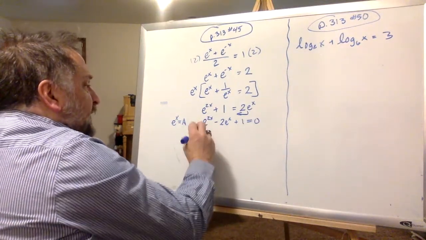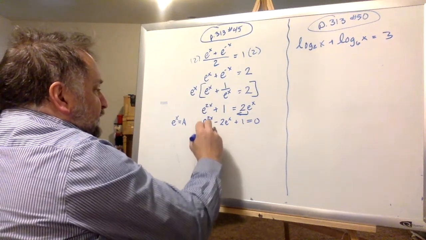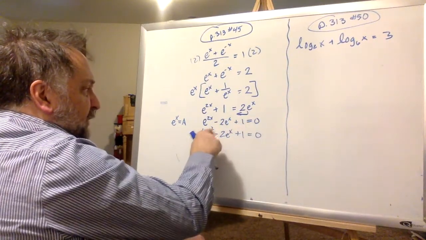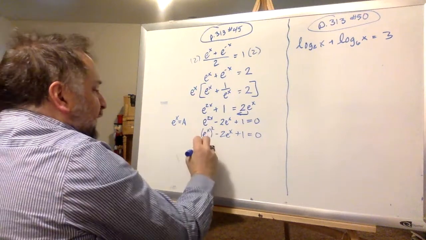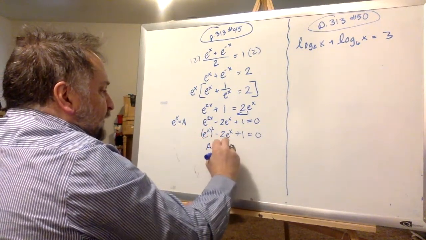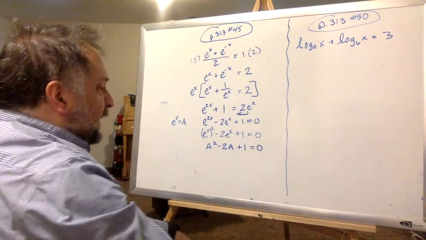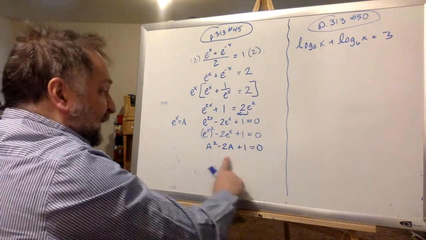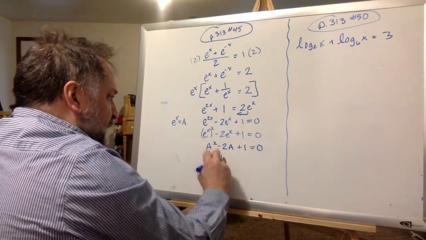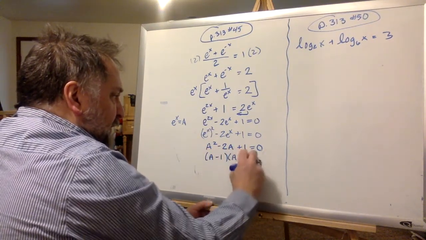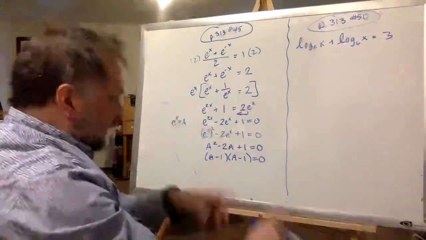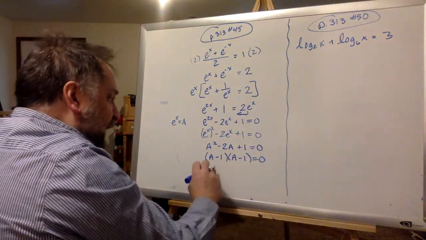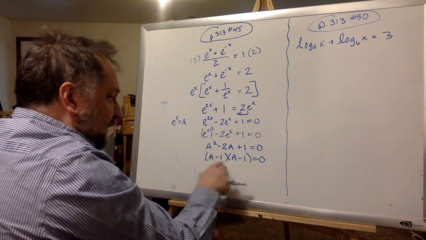So I can write this as e to the x squared minus 2 e to the x plus 1, because when you take a power to a power, you multiply, and 2x is the same thing. So now I can write this as a squared minus 2a plus 1 is equal to 0. The reason we do this is it's easier to look at. This is something you've seen before, where I can factor this into a minus 1 times a minus 1 is equal to 0, because when I multiply these out, I'd get that. So now I know that a is equal to 1. In both cases, a is equal to 1.